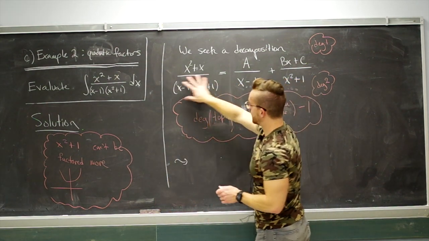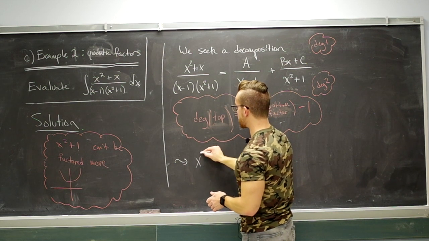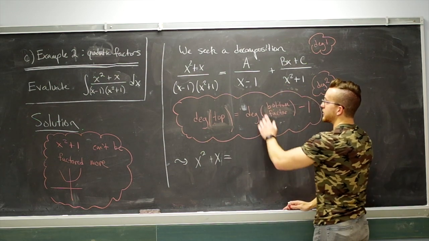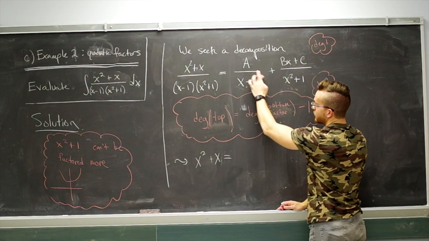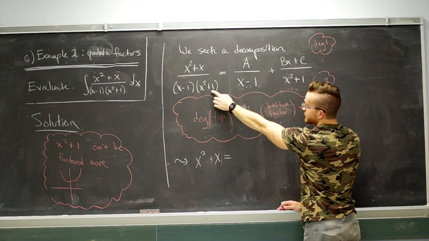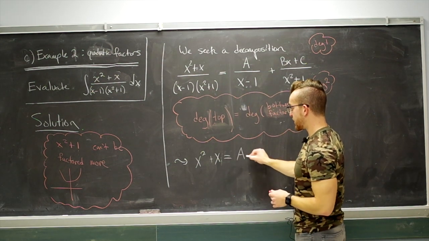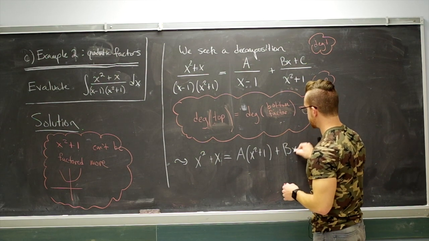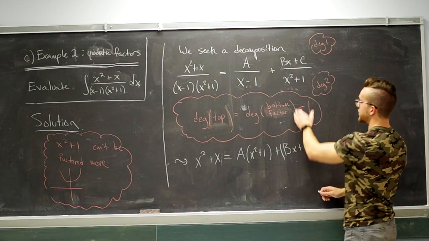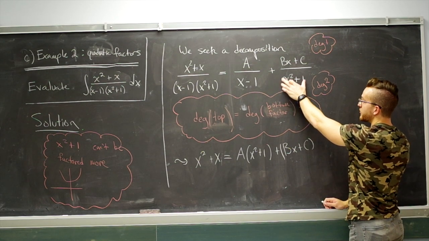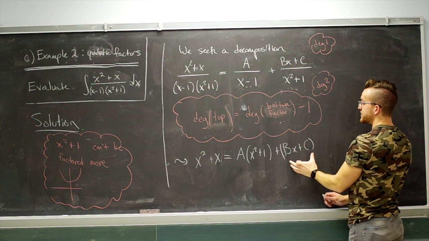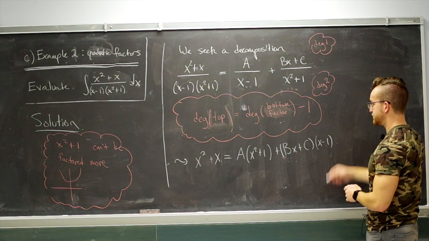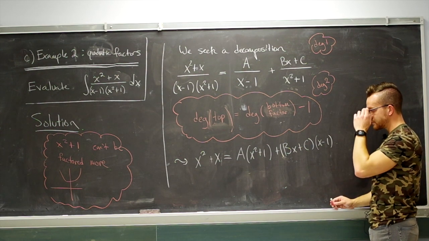If I do that, again, the denominator is cleared completely on the left. On the right, multiplying by the denominator will cancel this term and then leave an x squared plus 1 next to a. And then over here, the x squared plus 1s will go away, and that'll leave me with a bx plus c quantity times x minus 1. Okay.